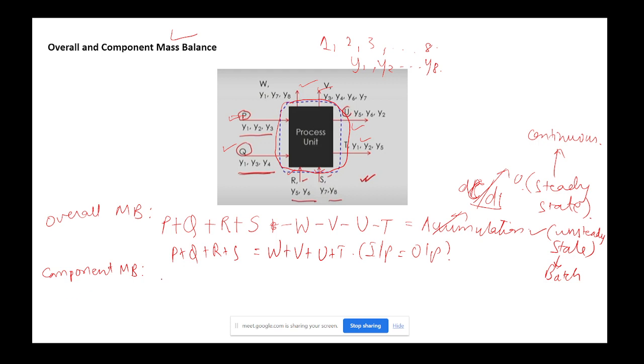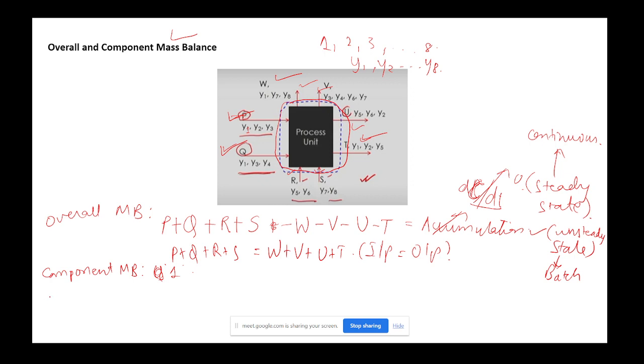Say for example, if I want to write the mass balance for component 1, for a steady state process, whatever amount of component that is going into the system, I will equate it to the amount of that component which is coming out of the system. If we look into this process, component 1 is present in P, in Q, in W, and in T. So 4 streams have component 1.